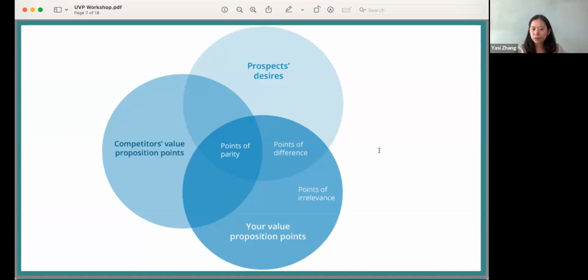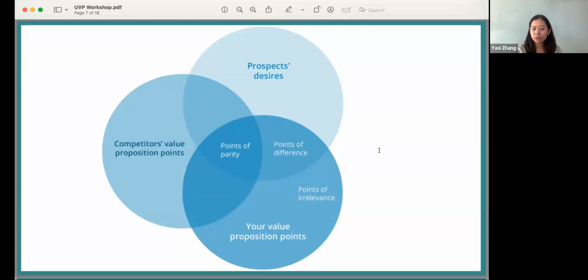You're at points of parity, which means it's not unique. It's not a unique value proposition. Or what you can offer is not what your target audience wants. They don't need that. Actually, it's points of irrelevance. Okay, this is very important.